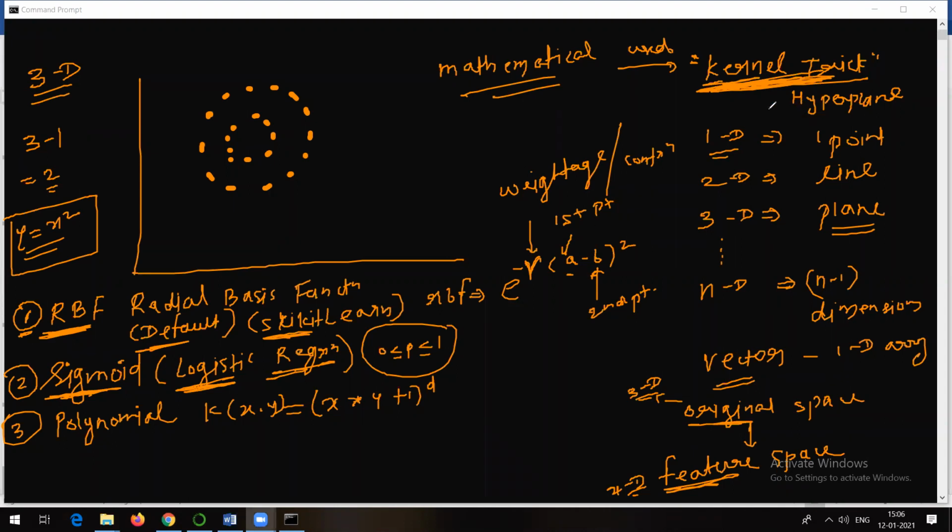And what does the kernel trick make use of? Kernel trick makes use of some methods: radial basis function, sigmoid function, polynomial equation, something like this. And again, it is not limited to only these three or four. There are other methods. Some of you might have heard of something called hypertangent, right? Hypertangent.